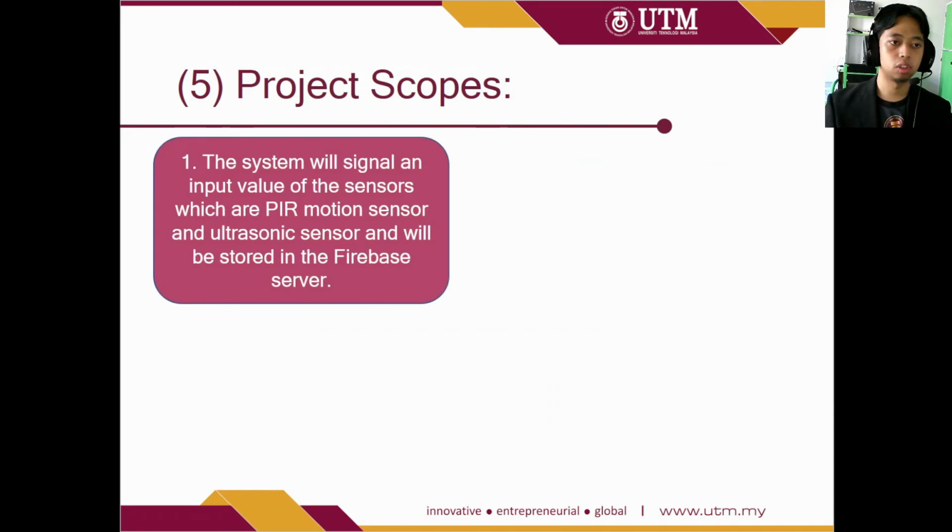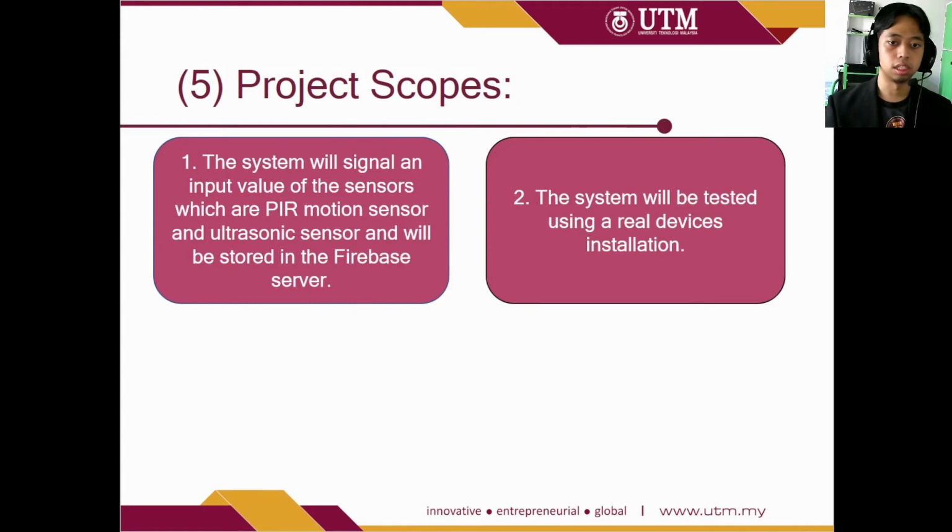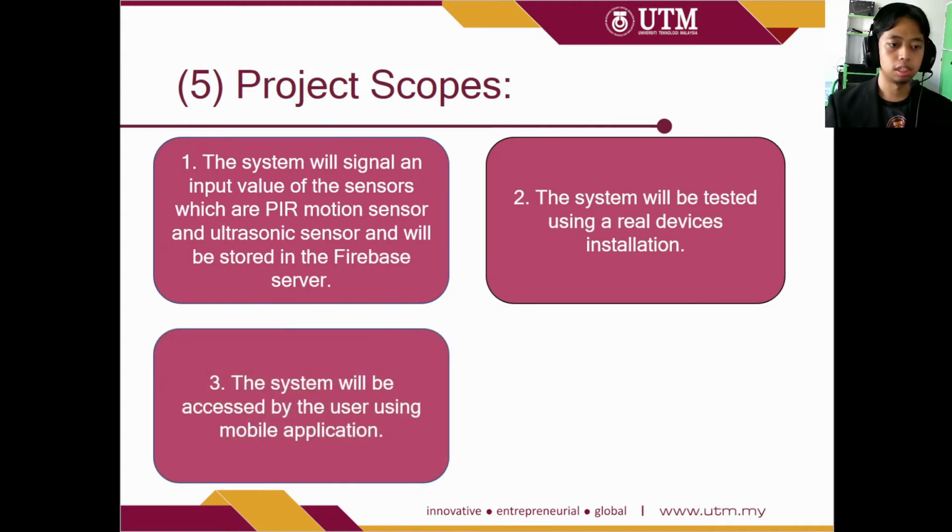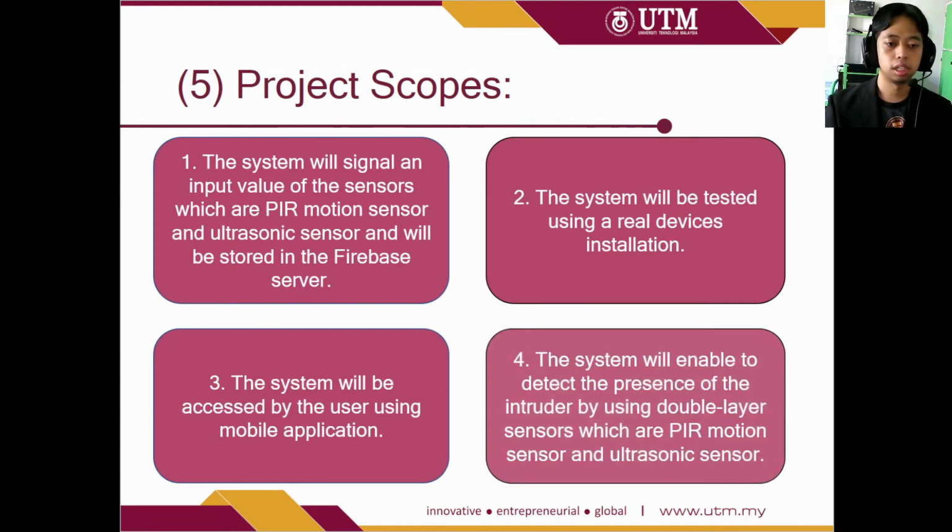For the project scopes, the system will signal an input value of the sensors, which are the PIR motion sensor and ultrasonic sensor, and it will be stored in the Firebase server. Next, the system will be tested using real device installation. Third, the system will be accessed by the user using the mobile application. And lastly, the system will be able to detect the presence of the intruder by using the double layer sensors, which are the PIR motion sensor and ultrasonic sensor.